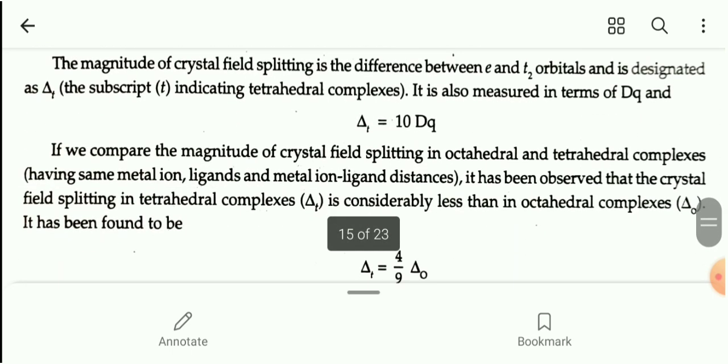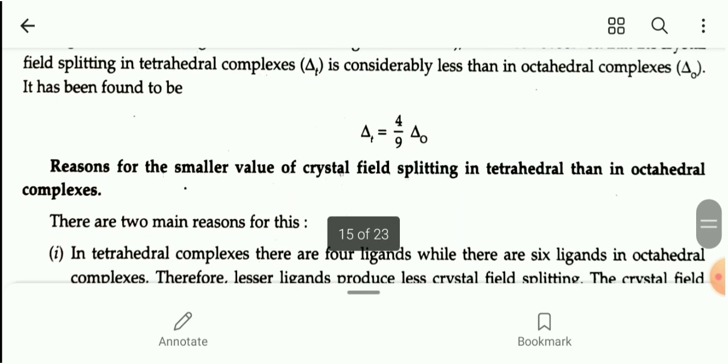The magnitude of crystal field splitting is the difference between E and T2 orbitals and is designated as del T, indicating tetrahedral complexes. It is also measured in terms of dq, and del T is equal to 10 dq. If we compare the magnitude of crystal field splitting in octahedral and tetrahedral complexes, it has been observed that the crystal field splitting in tetrahedral complexes is considerably less than in octahedral complexes. It has been found that del T is equal to 4 upon 9 del naught.